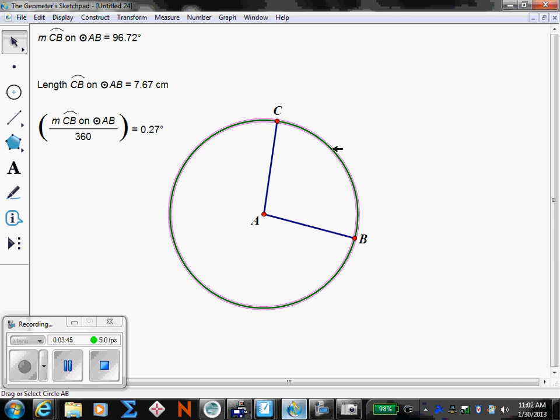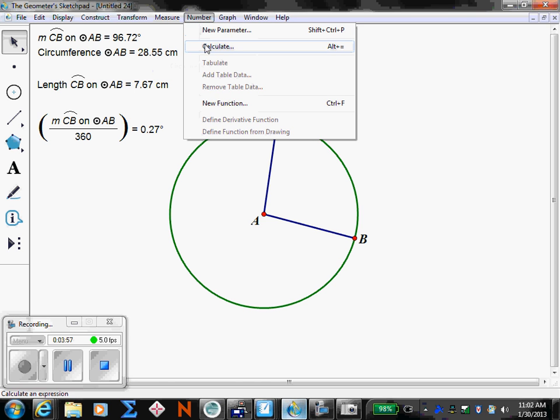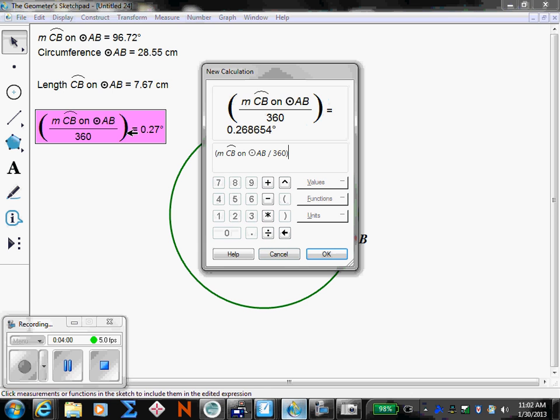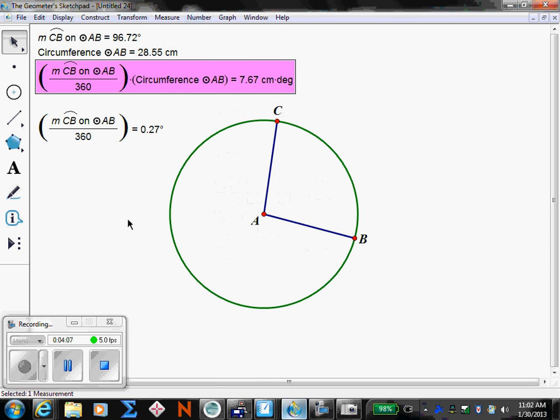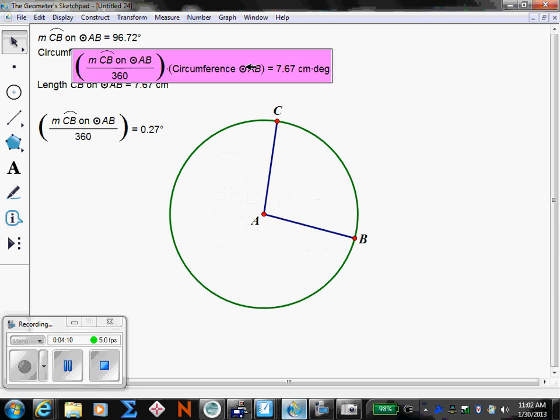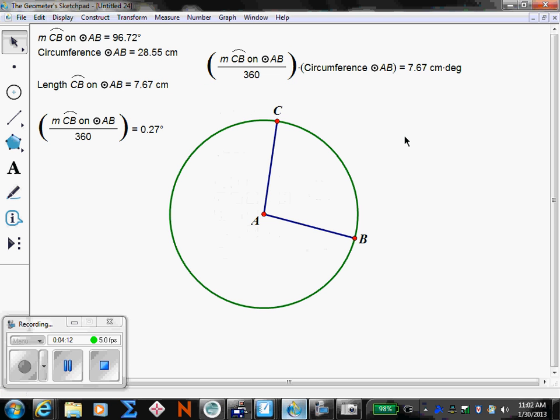So I need to calculate what the circumference is. Okay, so I'm going to go back to my calculator and take this value that I've already found and say times the circumference of the whole circle, and I get that length, 7.67. Okay, so that is how you're going to calculate what the length is.